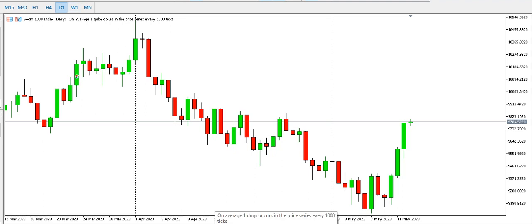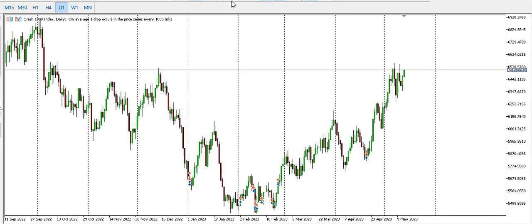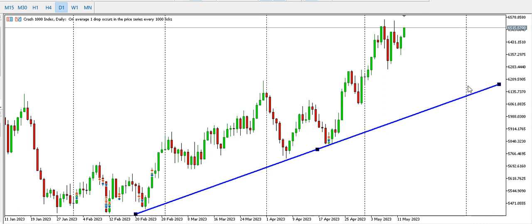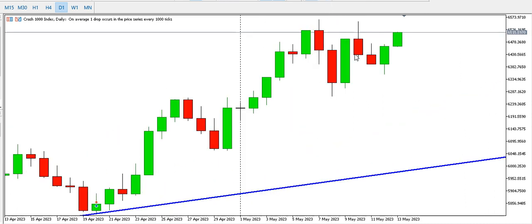Let's look at Crash 1000. Crash 1000 is also buying. Look at the daily time frame, just buying and buying and buying. So, okay, we have a range. Price is ranging on the daily time frame.